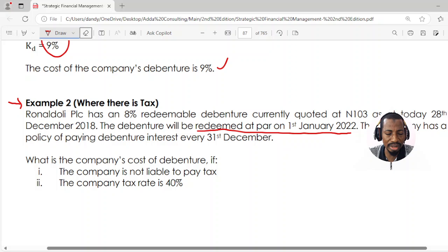The company has a policy of paying debenture interest every 31st of December. What is the company's cost of debenture? If 1, the company is not liable to pay tax. 2, the company tax rate is 40%.